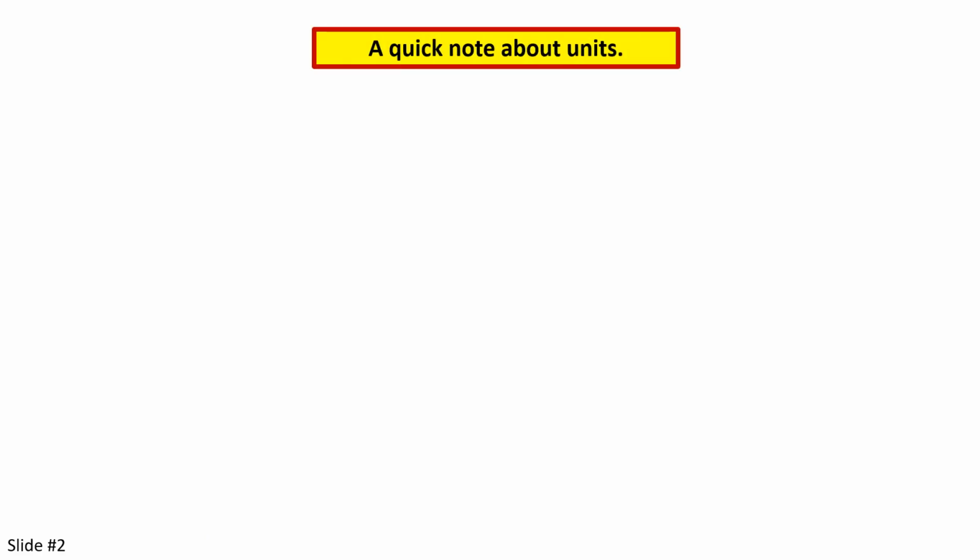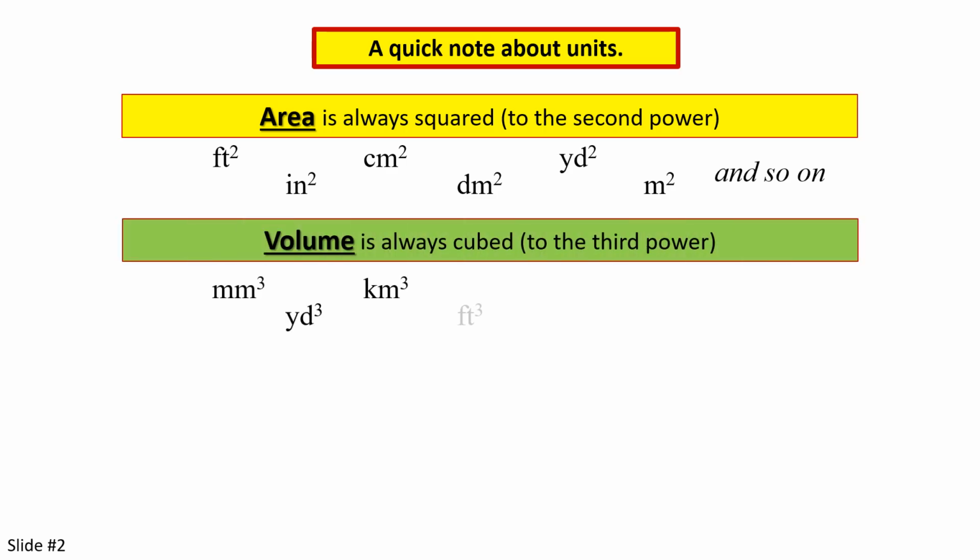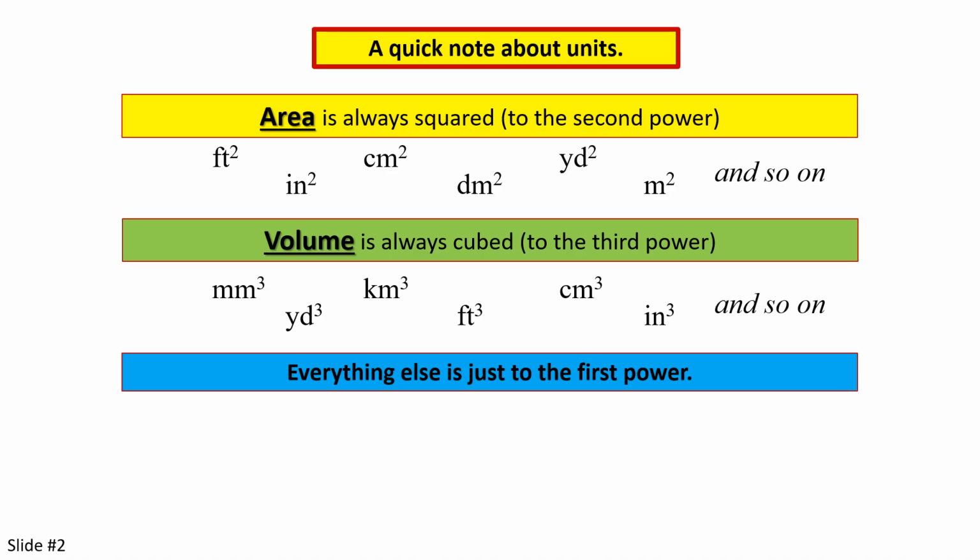A quick note about units. Area is always squared, to the second power, so feet squared, inches squared, centimeters squared, and so on. Volume is always cubed, or to the third power. Everything else is just to the first power.